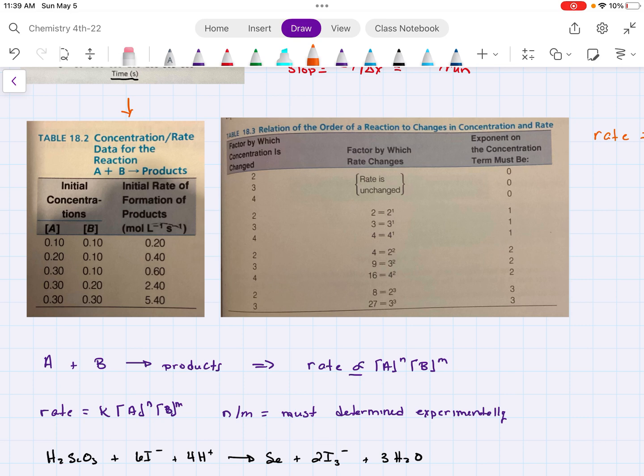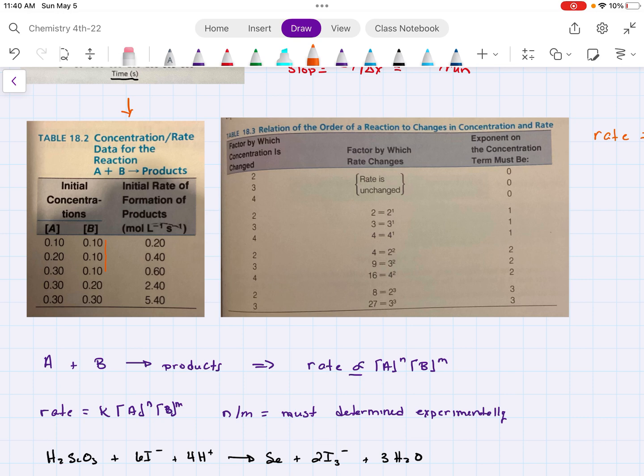And then here we have the initial rate of formation of products, meaning how many products are being formed as a result. So let's take a look at this and figure out what happens. If we take a look at reactant A initially, because you can see in reactant B there's no change for the first 3. Do you see that? There's no change here. So we're going to take a look at reactant A.